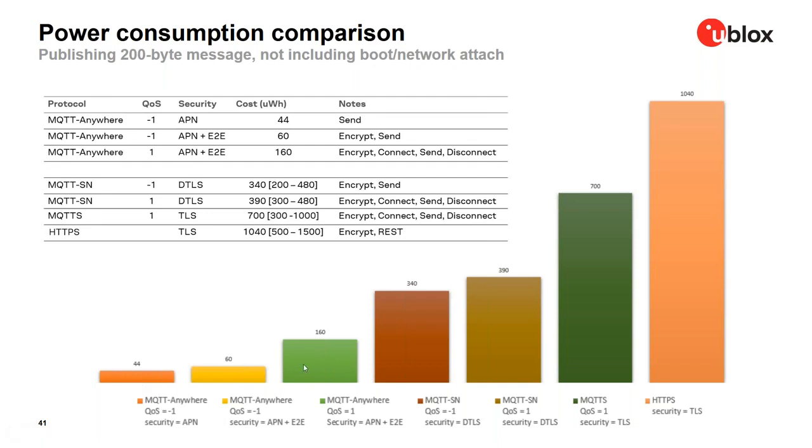You can see easily that the amount of the energy consumption is going up, because now you are actually dealing with a quality of service 1. So we have both connect and disconnect, and we are sending the data, and we are also encrypting the data. So yeah, there is also a cost associated with that.